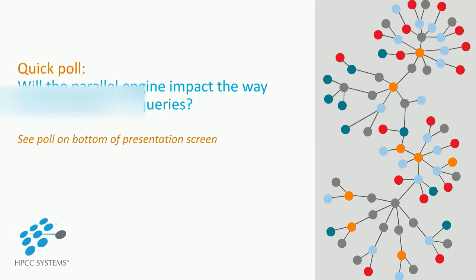I hope you've seen some of the challenges I had to tackle when introducing the parallel engine, and I'm looking forward to when it becomes the default mode, hopefully in an upcoming release, and this will bring benefits to all ECL programmers. Let's close with a second poll question, which is, will the parallel engine impact the way that you write ECL queries? And just submit what you think the answer might be.